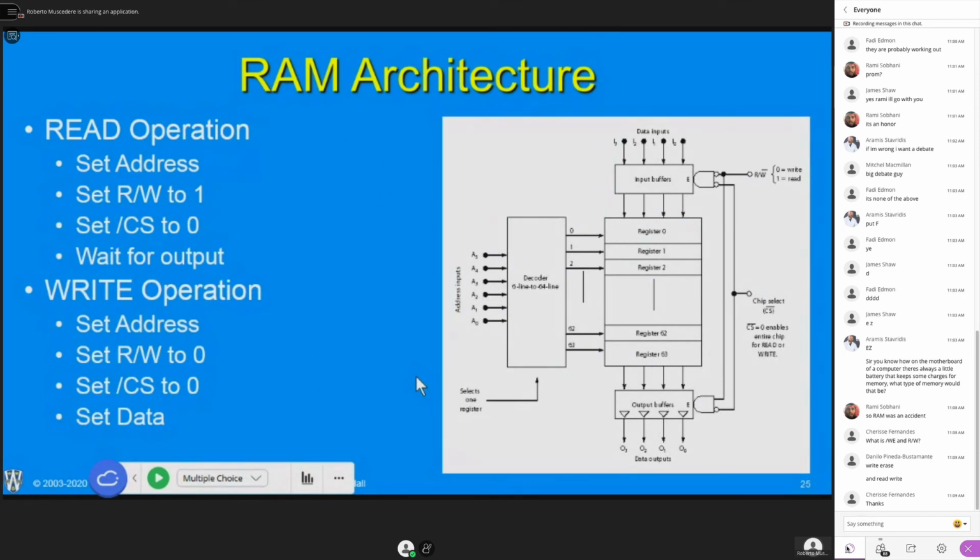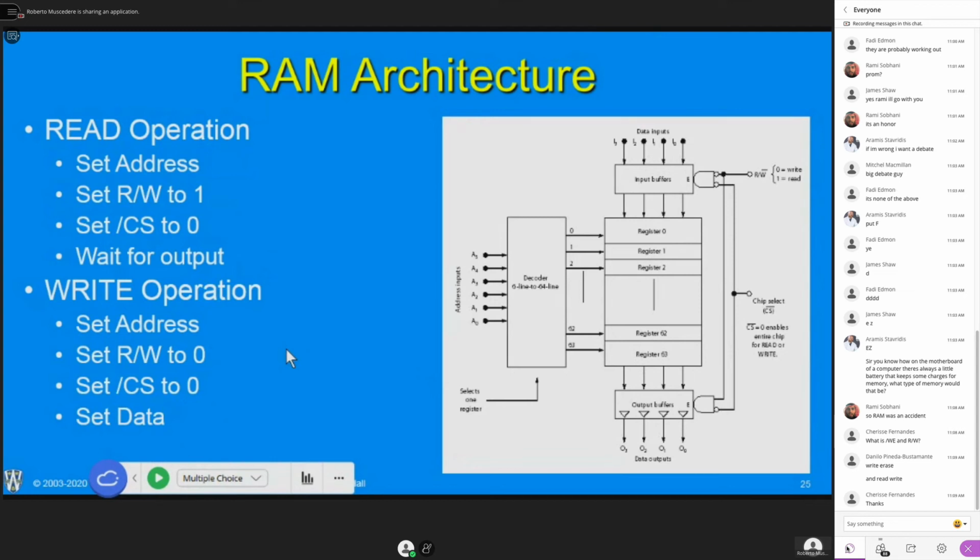Am I doing a read or a write? And I set the chip select mode appropriately. Do I want the output to appear on the bus? Do I not want the output to appear on the bus? And then for a read, we would wait so long to get the information out. And for a write operation, we would also apply the data, and we would have to wait so long again for the information to be committed.